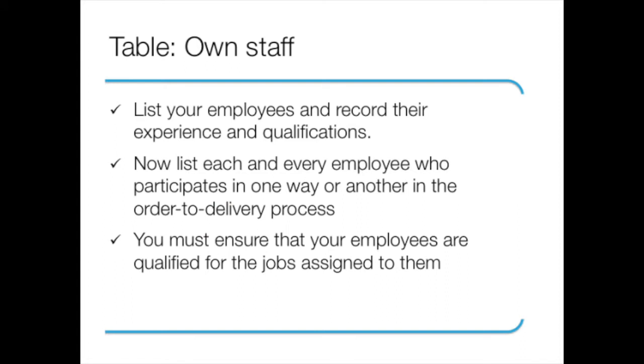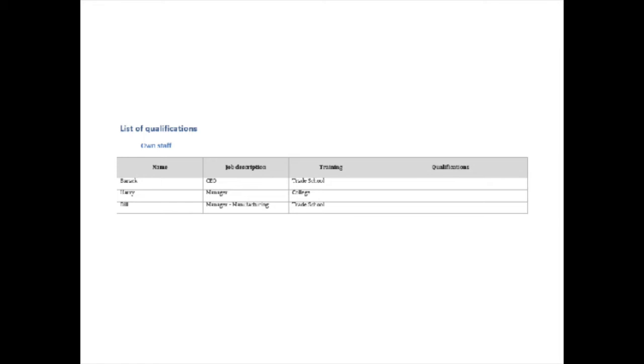The second table, Own Staff, is used to list your employees and record their experience and qualifications. Now list each and every employee who participates in one way or another in the order to delivery process. This includes design engineers, buyers, managers, the human resource department, etc. Technically, just list everyone here. The listing should look something like this.